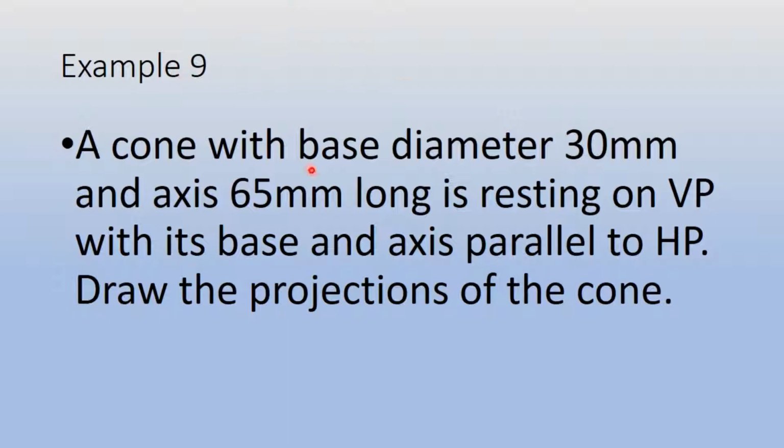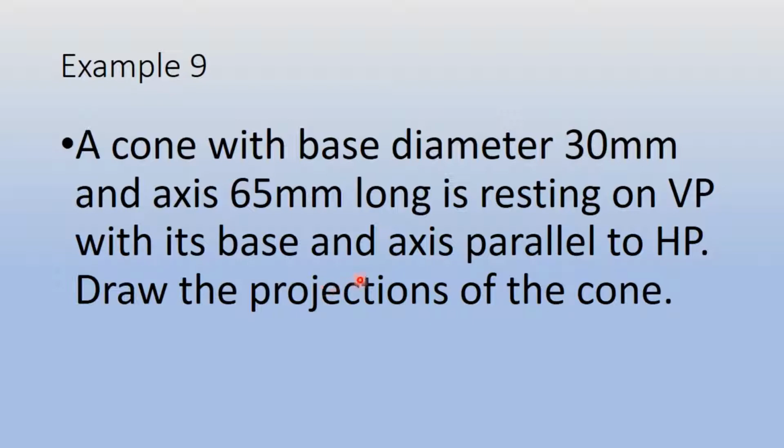So here you have a cone with base diameter 30 mm and axis height 65 mm, but it is resting on the vertical plane with its base. Observe this point carefully. It is resting on the vertical plane with its base and the axis is parallel to the horizontal plane. So in this question, the cone is resting on the vertical plane.